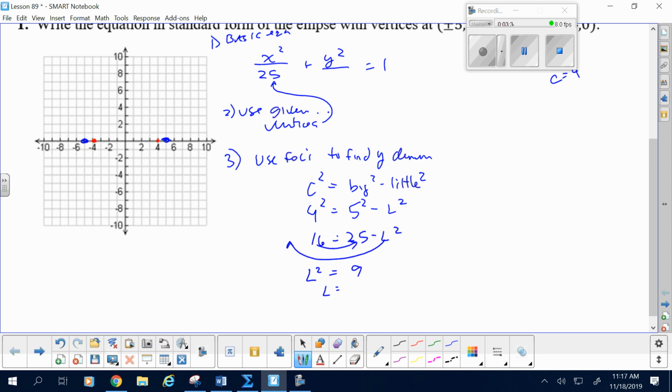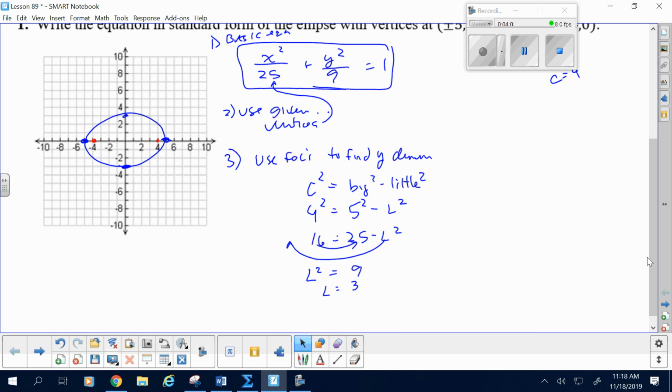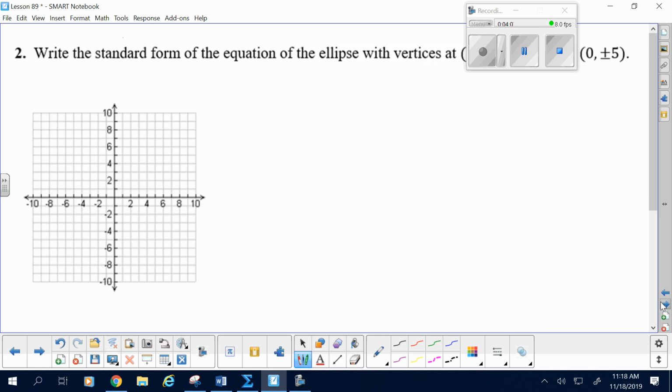So L is 3. Now that means the little semi-distance, or half distance, is 3. And because that distance is 3, I can finish my picture and most importantly finish my equation. The y denominator is 9. Okay? Do you agree? Yeah. All right. I like this. You'll be fine. These go pretty well, like I said, if you've paid your dues and you have your foci stuff down.